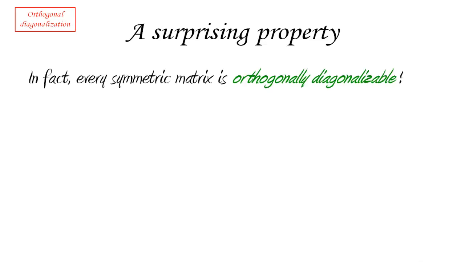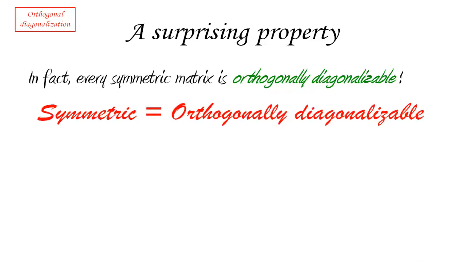Now, the previous property, the fact that every orthogonally diagonalizable matrix is symmetric, was actually fairly easy to prove. And to some extent, it's nice, and when we look back at the proof, it's not that surprising. What is surprising, however, is that every symmetric matrix is orthogonally diagonalizable. So that relationship goes both ways. In other words, to say that a matrix is symmetric is the same thing as to say that it is orthogonally diagonalizable.